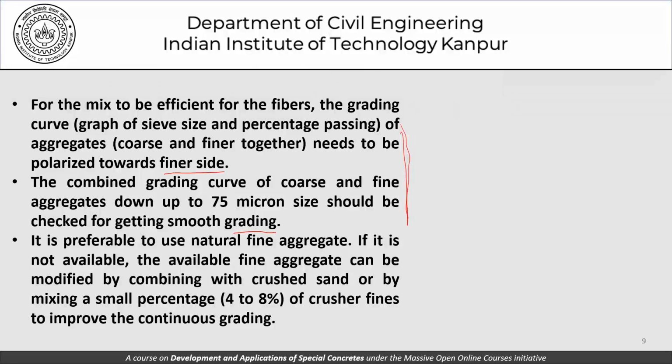It's preferable to use natural fine aggregate, and if it's not available, the available fine aggregate can be modified by combining with crushed sand or by mixing a small percentage of crusher fines to improve the continuous grading. So this is just a suggestion that in case the grading curve that we want is not being met, we can use alternatives, of course with appropriate permissions and so on, making sure that they do not adversely affect the properties of concrete in the short term or in the long term.